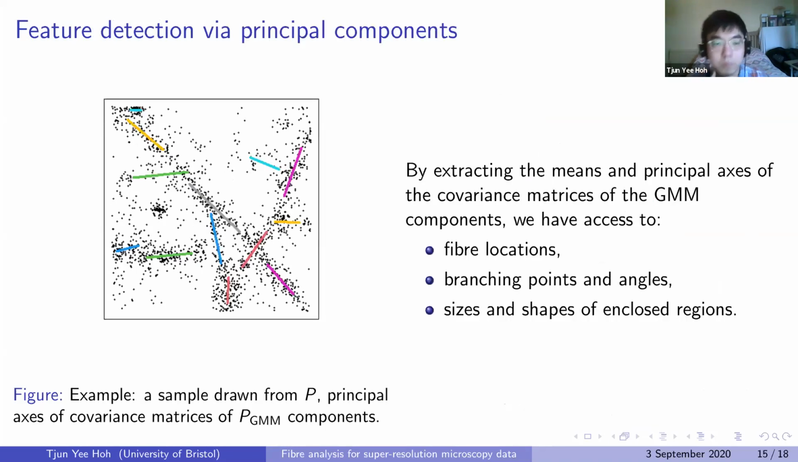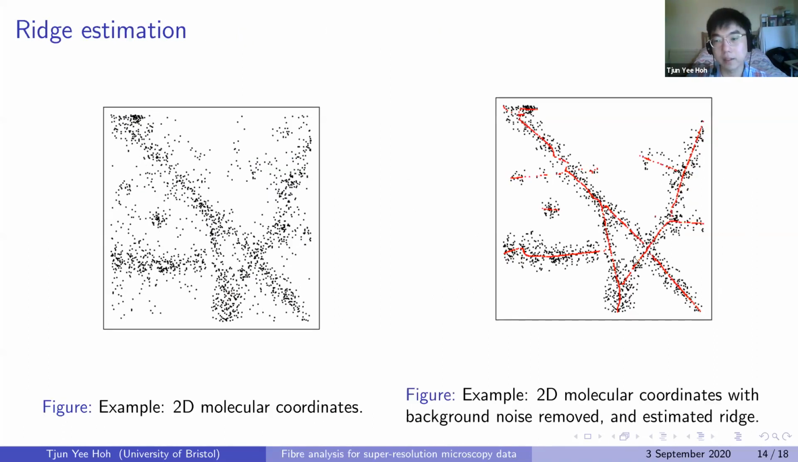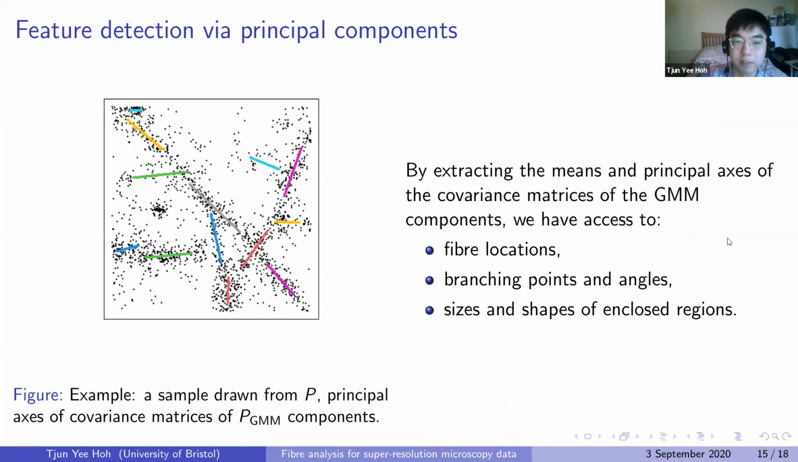So one problem with ridge estimation is that it is relatively computationally expensive. And there is also the problem that intersection points are not well defined for ridges. So we can turn to an alternative feature detection method. This is thanks to the use of the Gaussian mixture model. By extracting principal components, we are able to do a fast heuristic feature detection for fibers. So we can extract the means to obtain the locations. We can extract the principal axis from the covariance matrices of the components.